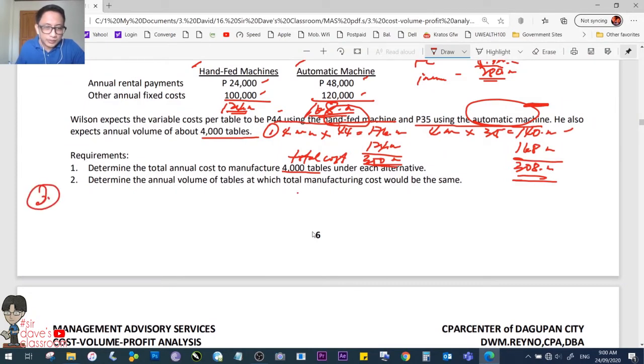Next, requirement number 2. Determine the annual volume of tables at which total manufacturing cost would be the same. Ayan na. Ang pinapakompute sa atin dito ay indifference point. Alright.